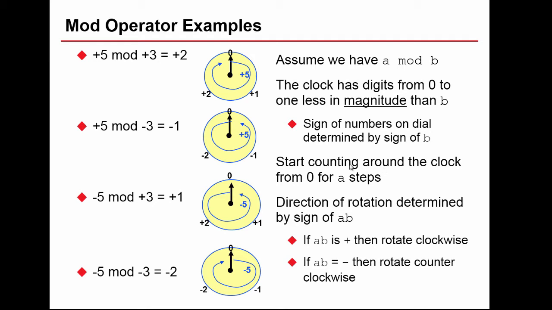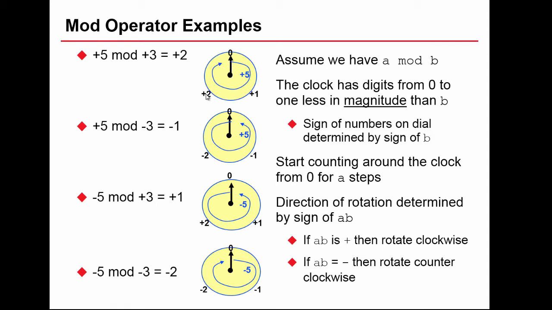What we then do is start counting around our clock for a number of steps determined by our operand A. And the direction we go in, and this is why it differs from rem, depends upon what the sign of A times B is. So if the sign of A multiplied by B is positive, then we go clockwise. If the sign of A times B is negative, then we go counterclockwise. So for this one here, we'll go clockwise. We're going to count for 5 steps, starting from 0, on this dial that we've manufactured earlier. Okay, so we go from here, 1, 2, 3, 4, 5.